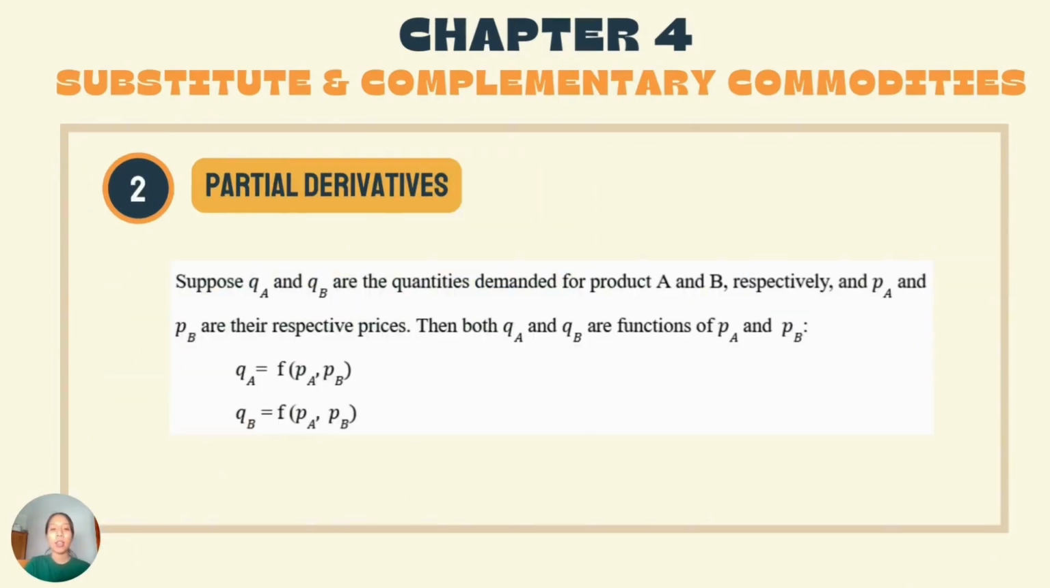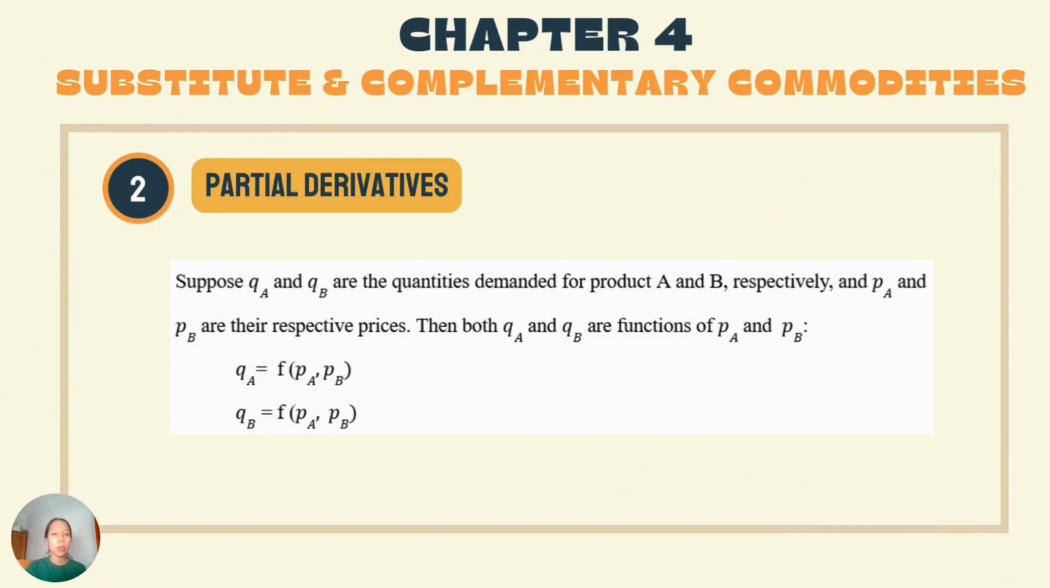Okay, so if we have two products with different prices and we want to analyze whether the changes in the price of one of the products affect the demand for the other or not, and if it does affect, then how can we tell which type of relationship they are, substitute or complementary? So we have two methods that can help us to identify it. First of all is partial derivatives.